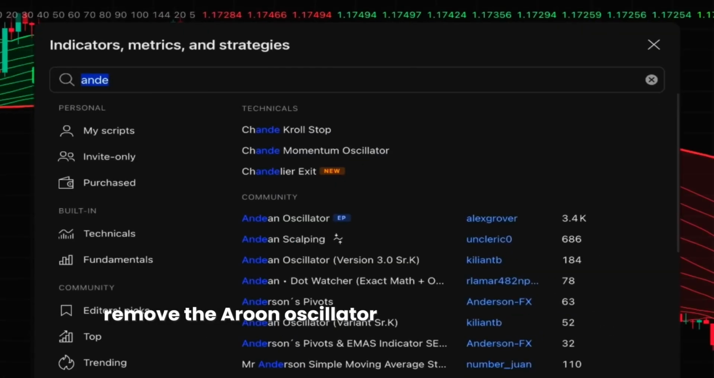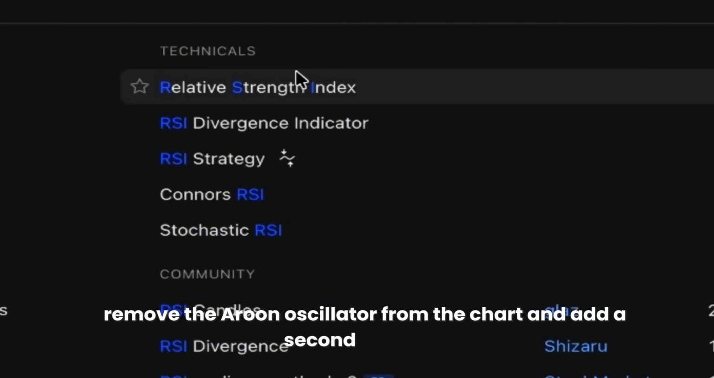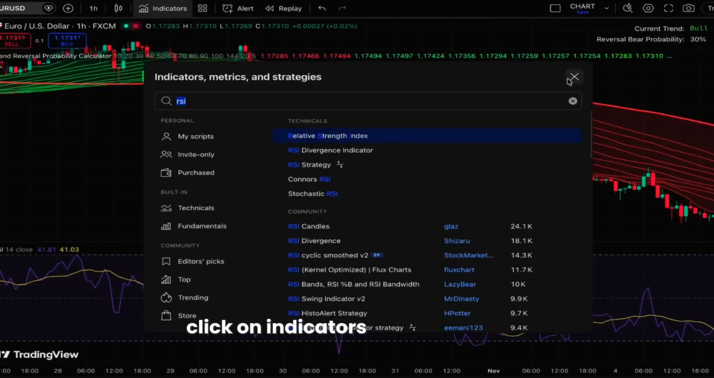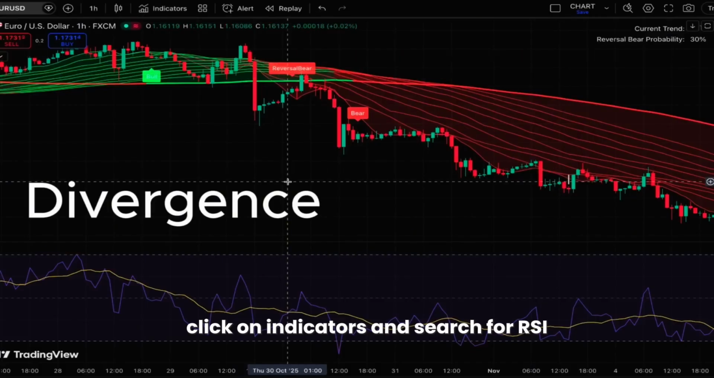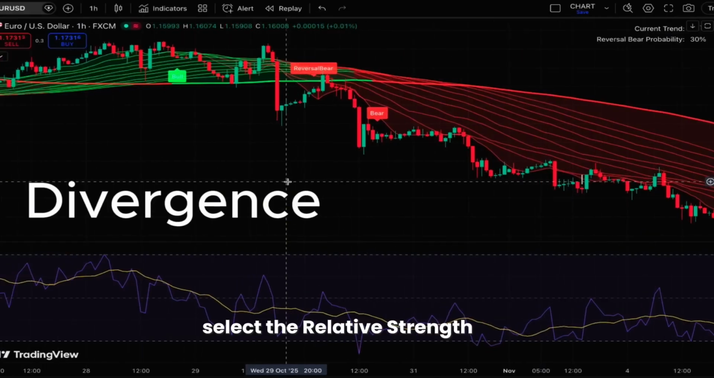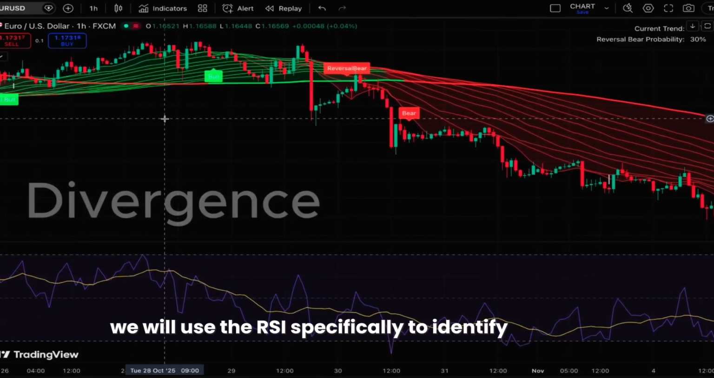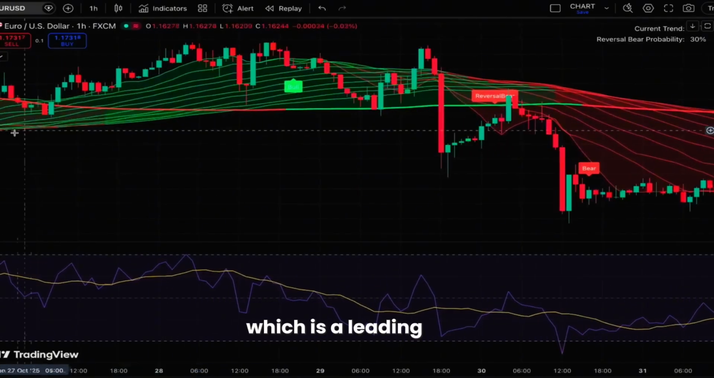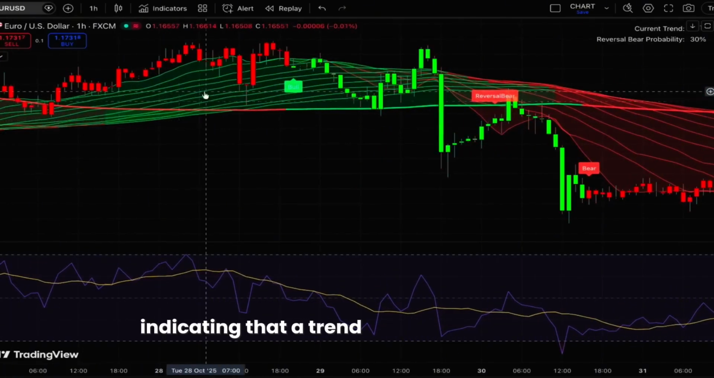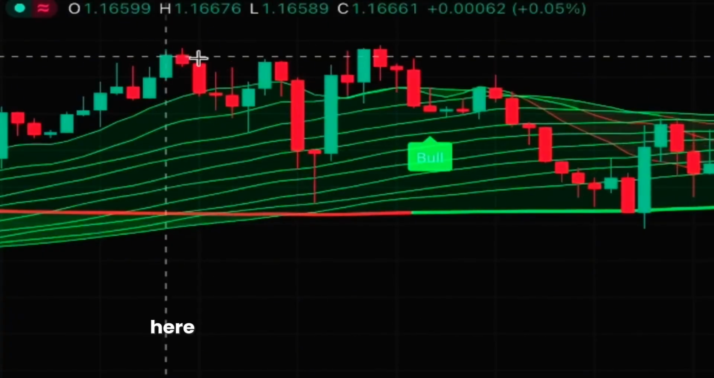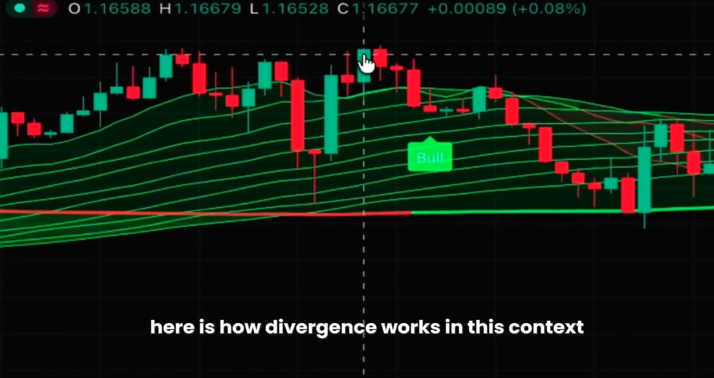Remove the Aroon Oscillator from the chart and add a second indicator. Click on Indicators and search for RSI. Select the Relative Strength Index. We will use the RSI specifically to identify divergence, which is a leading signal indicating that a trend may be losing strength. Here is how divergence works in this context.